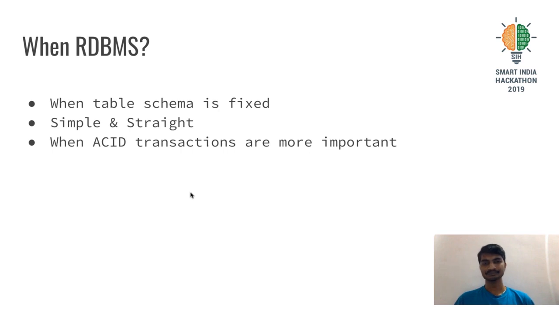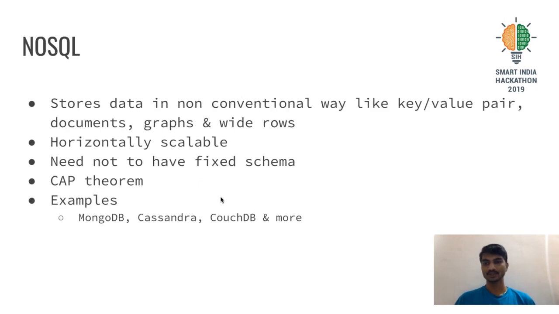So now we have seen when we should use RDBMS databases, and the next one is NoSQL databases. It is not only SQL databases. In RDBMS databases, we store all our data in tabular format, something like an Excel sheet. But in NoSQL databases, it is not going to be something like that.